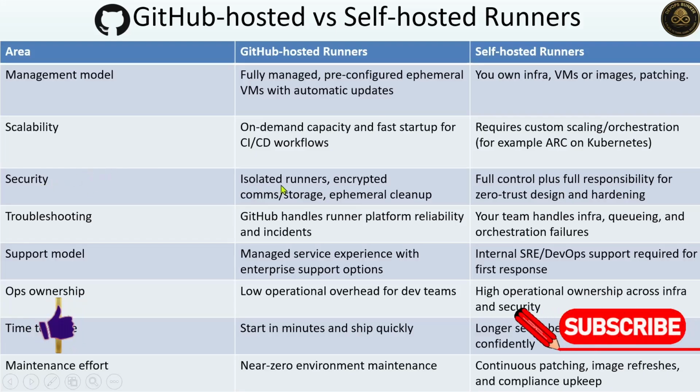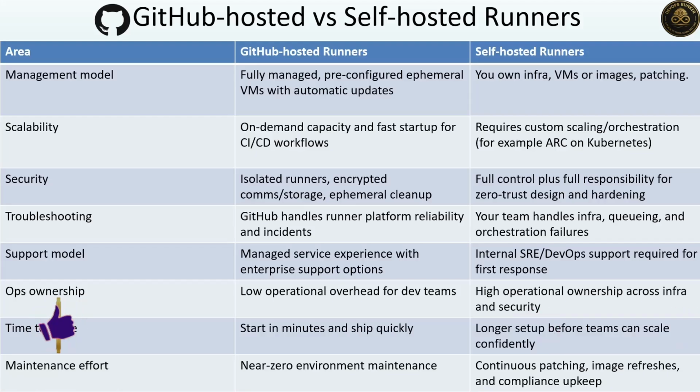Security. Here, GitHub provides isolated runners, encrypted storage, and ephemeral cleanup. That means it is an immediate cleanup. We don't have to worry about cleanup in the GitHub-hosted runners. In the self-hosted runner section, we get full control, plus full responsibility for zero trust design and hardening. So here we own full responsibility for cleanup and other activities as well.